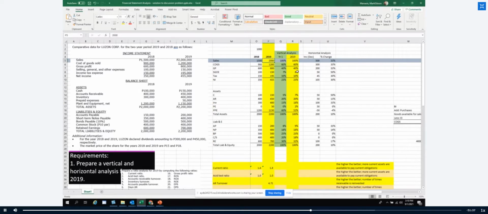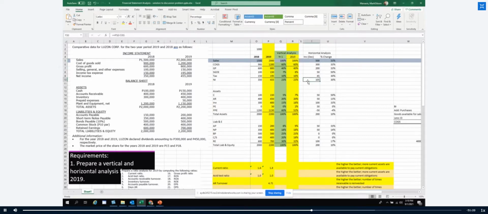So that's also another way to calculate for your net income. Okay, so that's how you calculate the vertical analysis for your income statement.